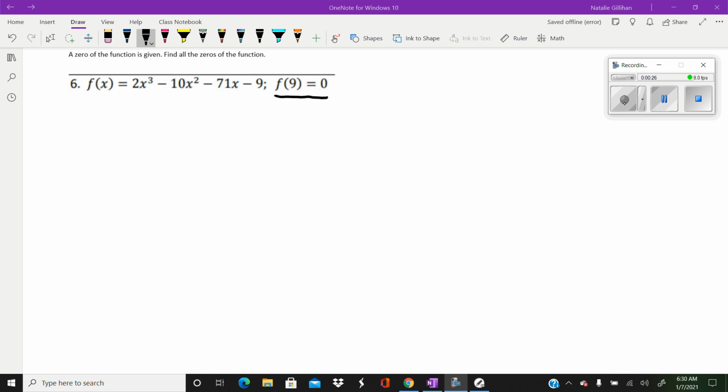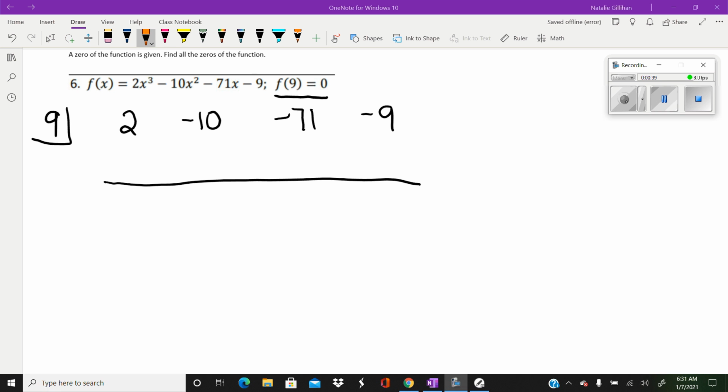So if 9 is the 0, that means if we are going to use synthetic division, which I am going to use for this problem, we can put 9 into the box in order to start setting up our problem. All right, so I've set up the problem. Of course, the 9 goes into the box, and our coefficient 2 is right here, negative 10 is right here, negative 71 is right here, and our constant negative 9 is right here. And one thing this problem makes convenient for us is that there is no missing term. So we don't have to create a placeholder for a missing term in descending order. We have an exponent of 3, exponent of 2, exponent of 1, and an exponent of 0.